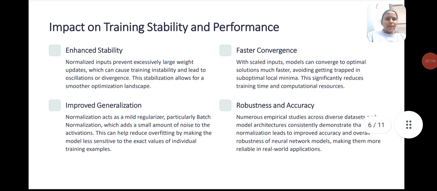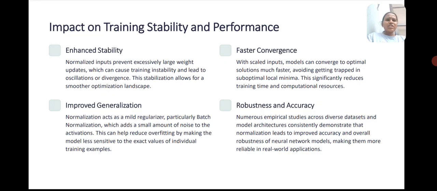Next, let's see the impact on training stability and performance. First, enhanced stability. Normalized inputs prevent excessively large weight updates, which can cause training instability and lead to oscillations or divergence. This stabilization allows for a smoother optimization landscape. Next, faster convergence. With scaled inputs, models can converge to optimal solutions much faster, avoiding getting trapped in suboptimal local minima. This significantly reduces training time and computational resources.